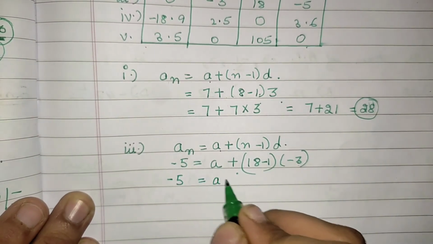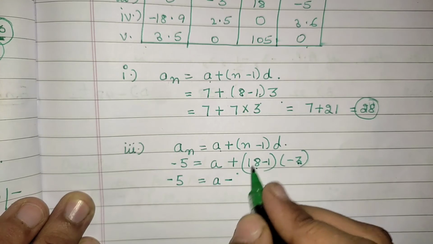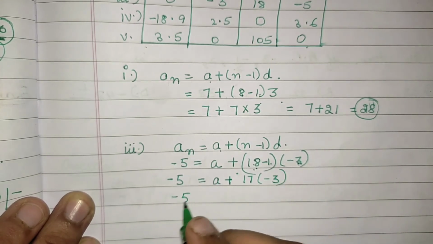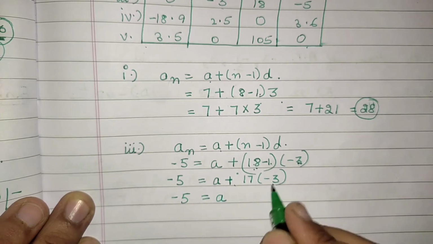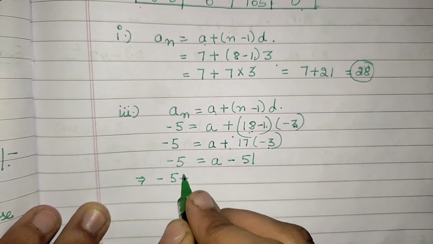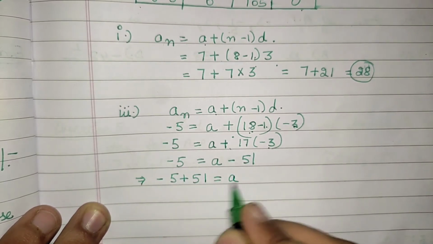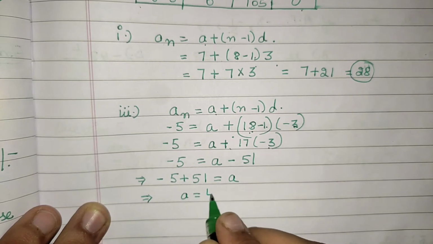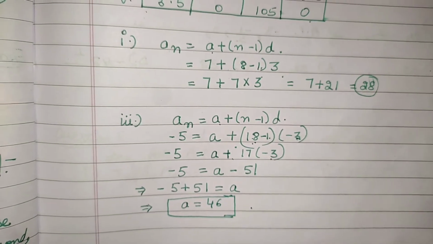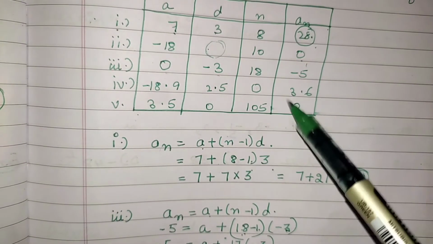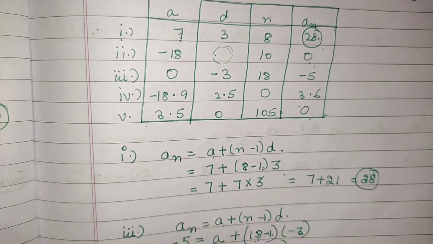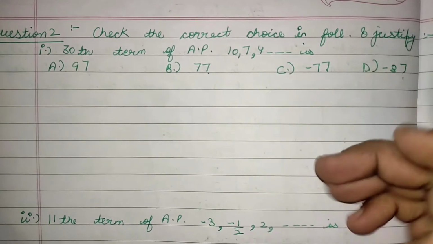Okay, so let's solve it. So what will I get? I will get 18 minus 1 is 17 into minus 3. So I will get minus 5 is equal to a plus 17 times minus 3, which is minus 51. So my answer will be minus 5 plus 51 is equal to a. So a will be equal to 46. Okay, so try to solve the remaining parts by yourself and then again resume the video and see the remaining parts. Next again question number 2.